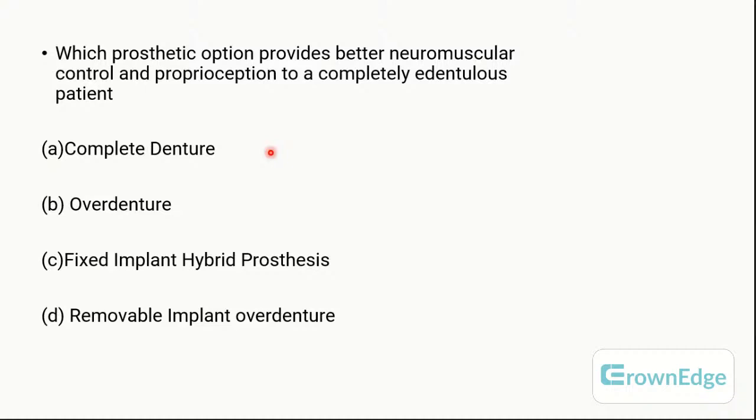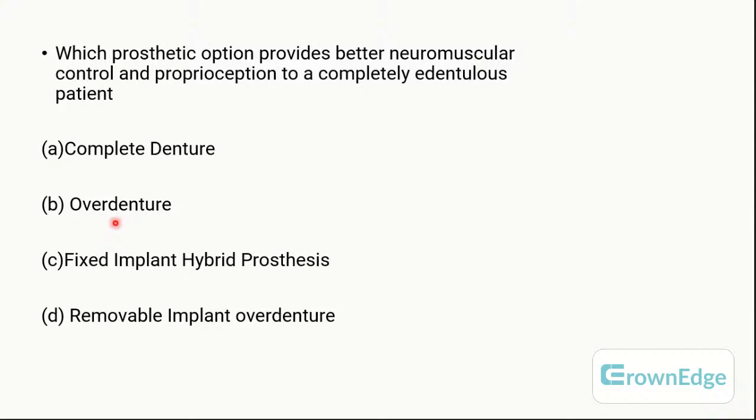We've all worked with CDs, we've all worked with overdentures. So the advantage we're talking about here is neuromuscular control and proprioception. I see B's, yeah. The answer is B, that is an overdenture. All right. Why? Because an overdenture, basically a tooth supported overdenture, still has your nerve fibers intact.